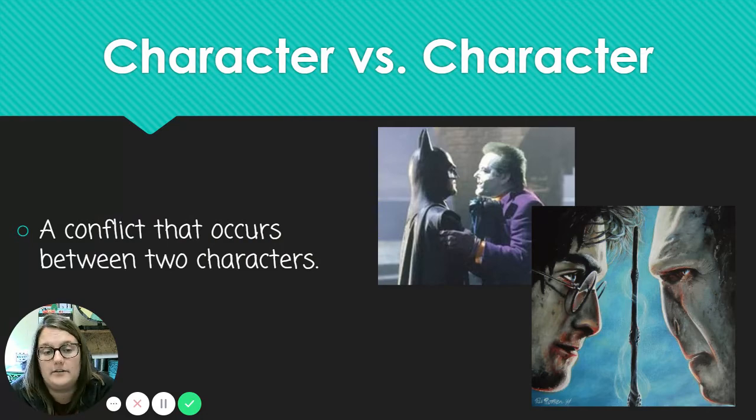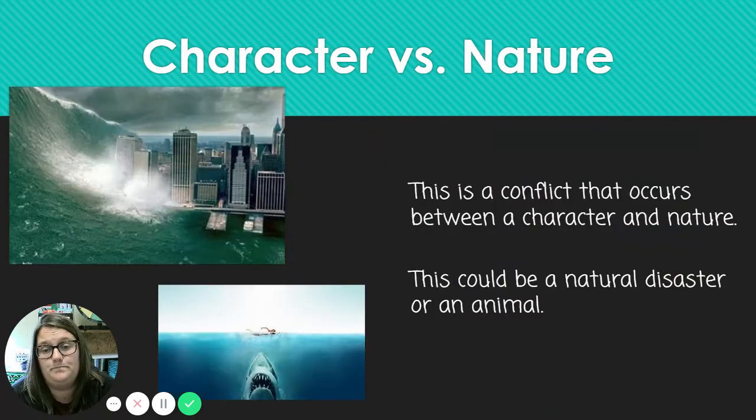Next, we have character versus character. This is when any character or group of characters, if there's 2 sides, are going at each other. Okay? It's a conflict that occurs between 2 characters. I think of our superhero movies. It's always Batman versus a villain, or Spider-Man versus a villain, or my favorite example, Harry Potter versus Voldemort.